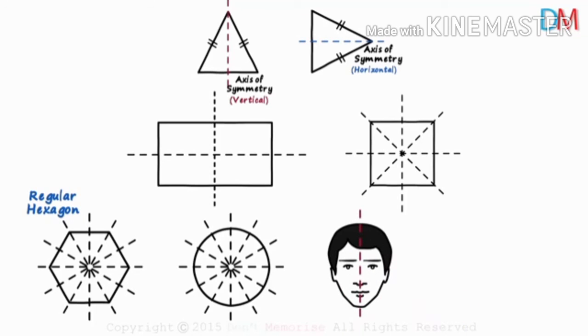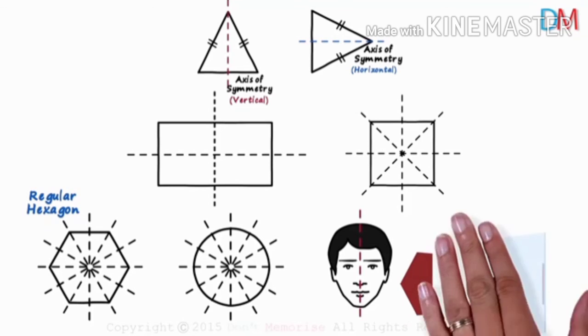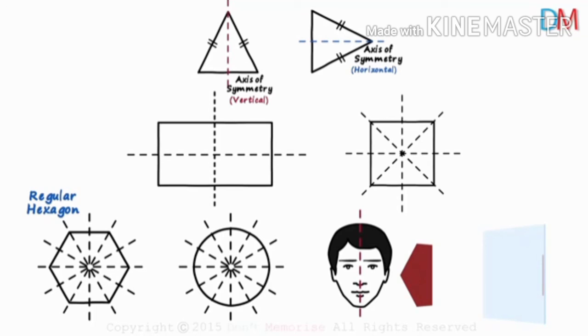What we saw in this video is reflectional symmetry. If one part is kept against a mirror, its reflection will give us the other part. Let's say we keep half the hexagon on this side of the mirror, its reflection will give us the other half.